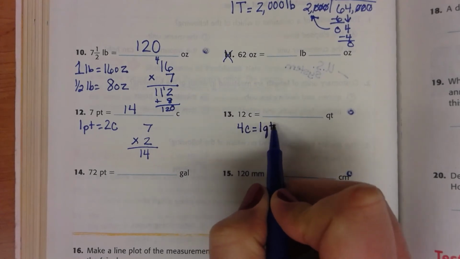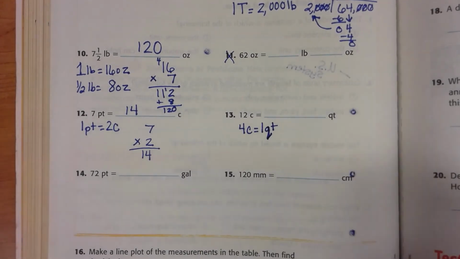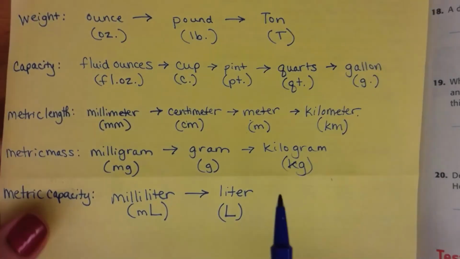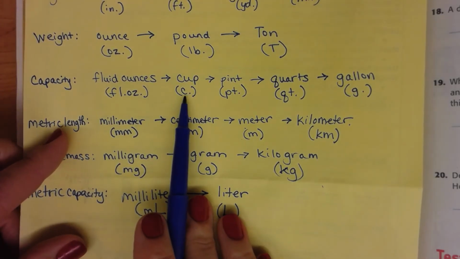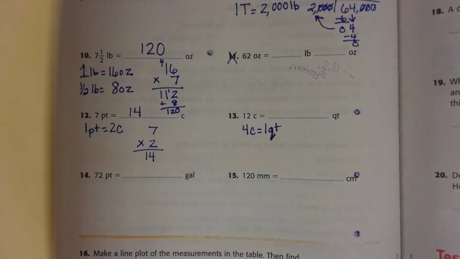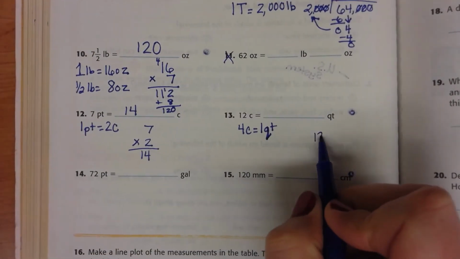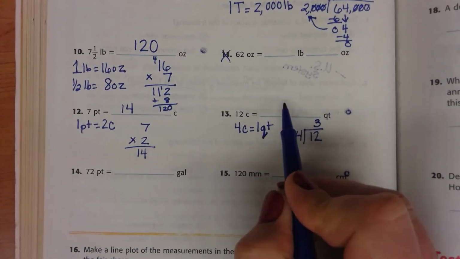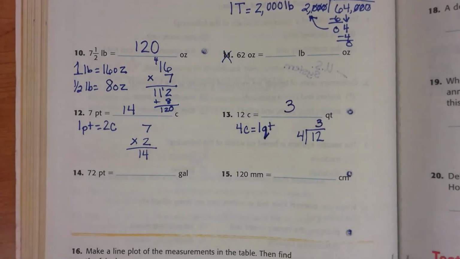Let's write that down, and then we will do our conversion. So we have cups to quarts. If we have a cup here, we're going to go to quarts. That means a smaller unit to larger unit. We're going to divide. So we say 12 divided by 4. 12 divided by 4 is 3. So 12 cups equals 3 quarts.